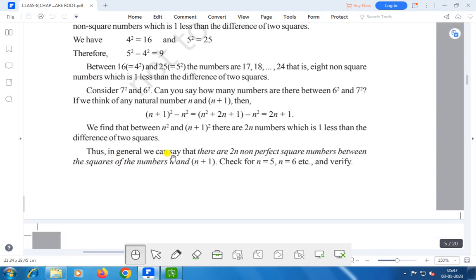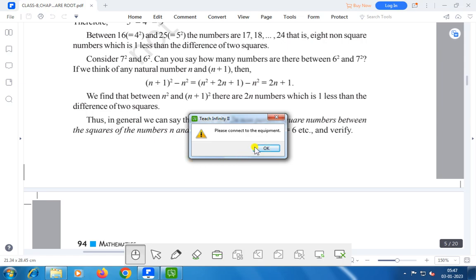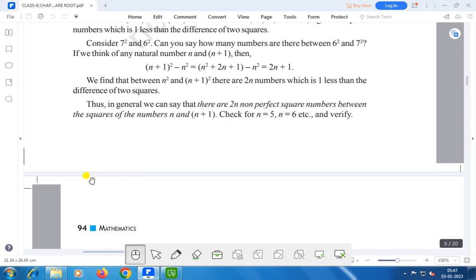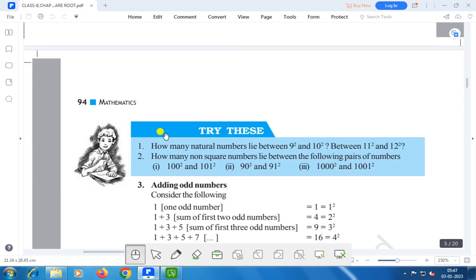In general, we can say that there are 2n non-perfect-square numbers between the squares of the numbers n and n plus 1. Check for n equal to 5, n equal to 6, etc., and verify. Right? In general, there are 2n non-perfect-square numbers between the squares of the numbers n and n plus 1.